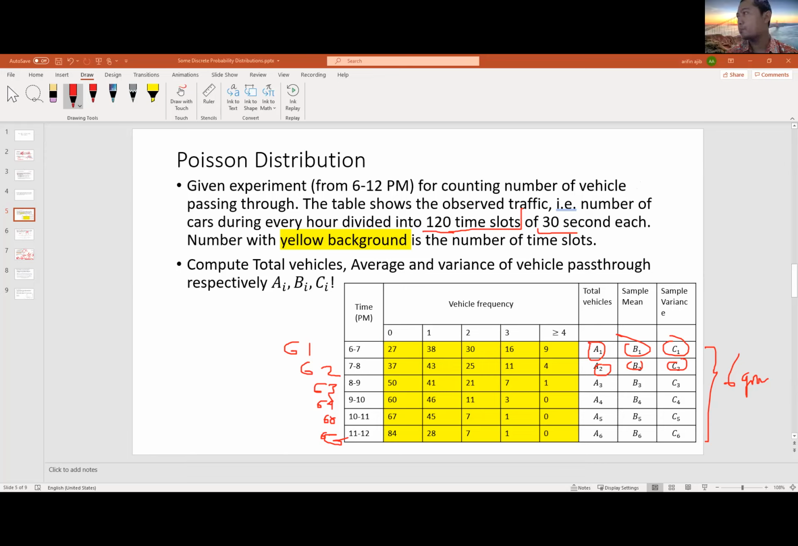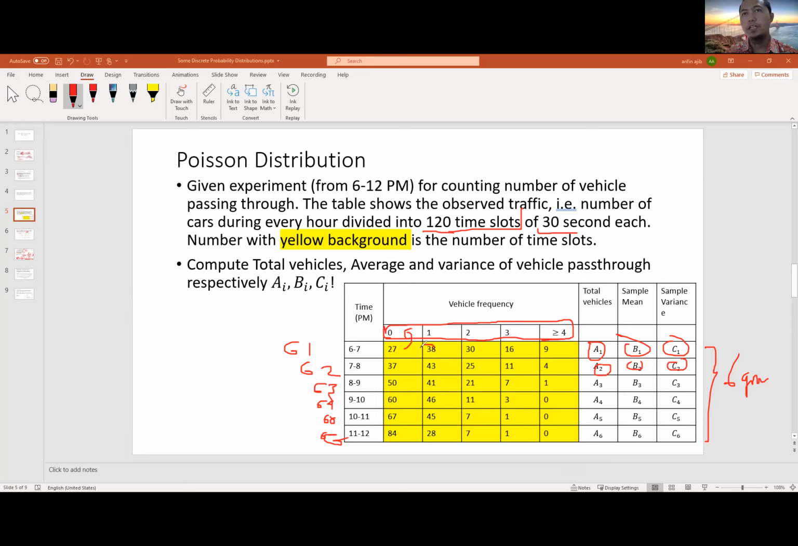So the problem is I still don't understand, especially the vehicle frequency, how to read it. Like 0 and then 27 and then 37. You should read sequentially; if you are asking about 0, you should ask about 1, 2, 3, and 4. So there are 27 time slots where the number of vehicles is 0? Yes, perfectly, something like that.